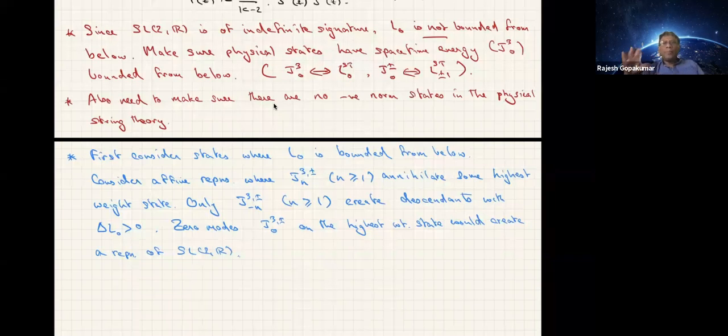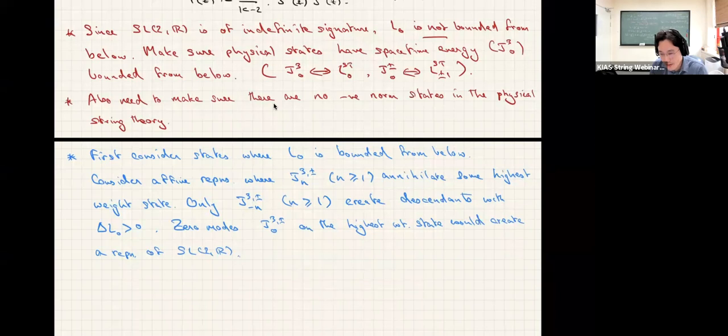But right now I'm considering representations where the L0 is bounded from below, and how am I engineering such representations? I'm engineering these representations by looking at a highest weight state which is annihilated by all the positive modes of the J3. So they are affine primaries of the current algebra. The highest weight state carries some representation of the global SL2R, because the zero modes act on those highest weight states and generate this representation. And only the negative modes of the J3 will create the affine tower. That will give you a representation where delta L0 will always be positive, because only negative modes are appearing, so the L0 can only increase. L0 cannot decrease. Whatever the highest weight state has as L0 is bounded from below.